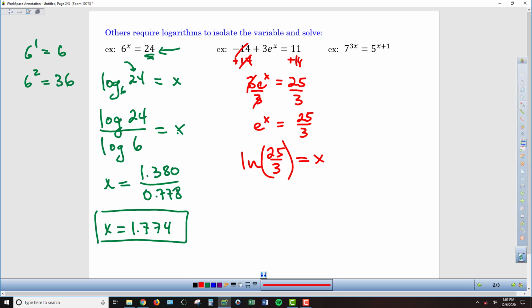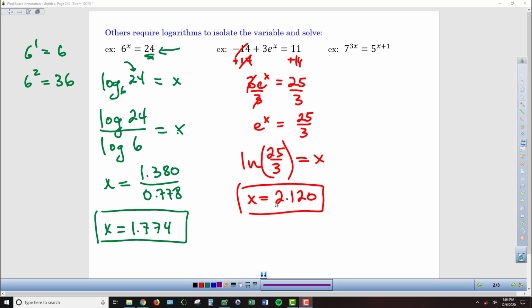And so now I'm just ready to push buttons on my calculator. And just be careful, it's not natural log of 25 divided by the natural log of 3, it's the natural log of 25 thirds. So that's what we're going to enter into our calculator. And so we get x equals, when we're all done with that, 2.120 if we round off to the nearest thousandth.